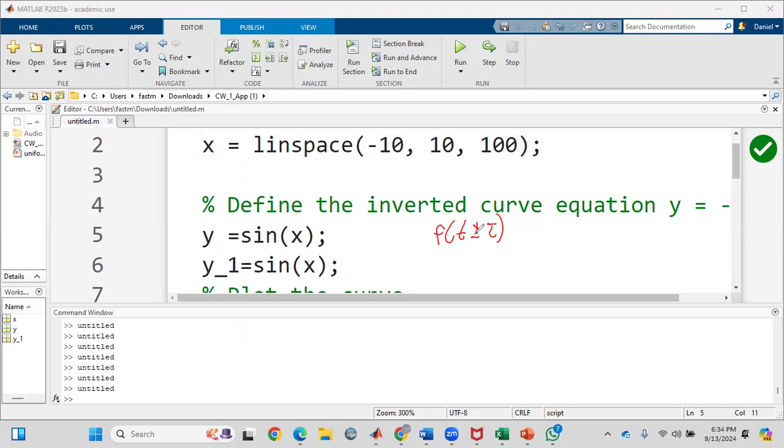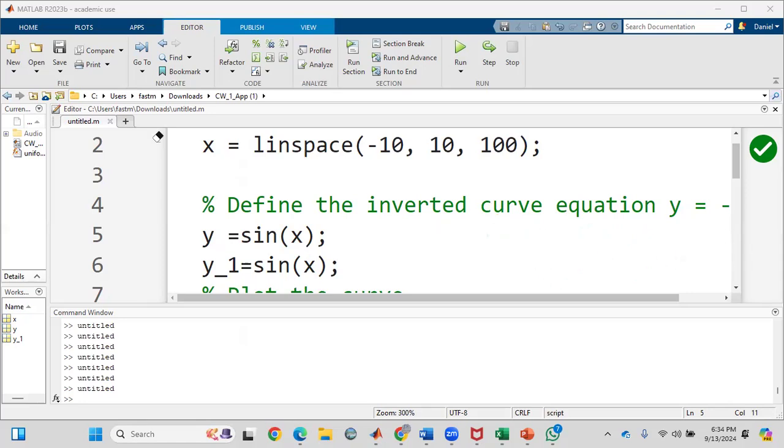If tau is positive, it will go in this direction. And if tau is negative, it will go in this direction. You've got to remember this. Let me see it. I like to see things. That is the best way to memorize stuff, right?